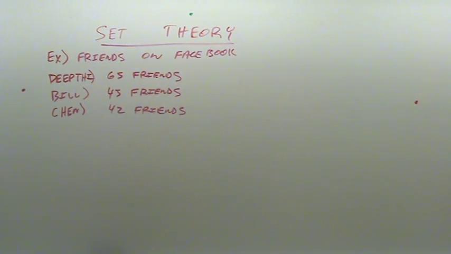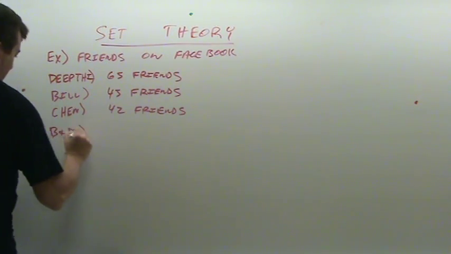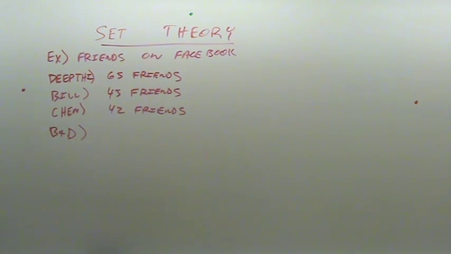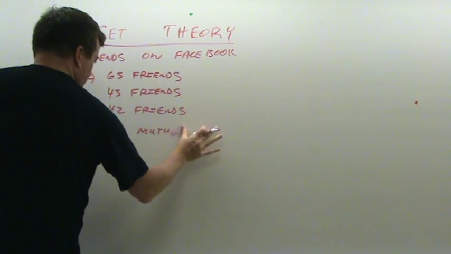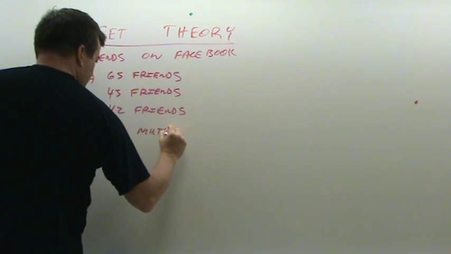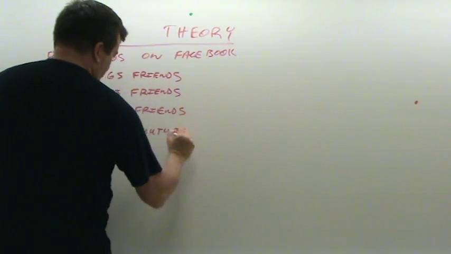Now Facebook will tell you, if you're logged in and you click on one of your friends, how many mutual friends you have, right? But you can't click on two friends and ask how many mutual friends you have with these two people. It's always you and one other person. So let's say D and B, each combination of two people, have 20 mutual friends.